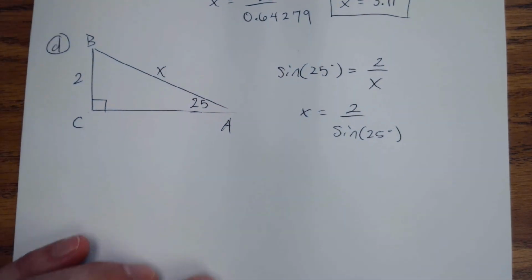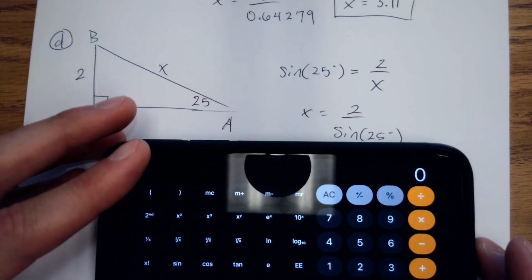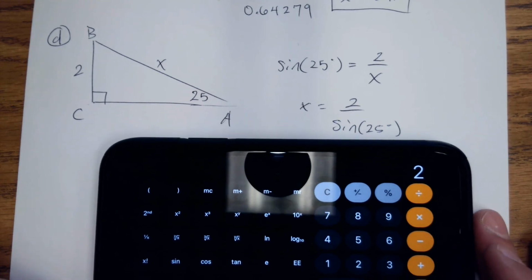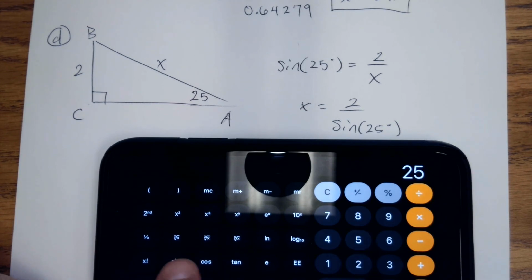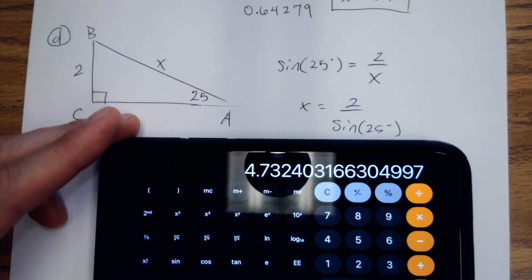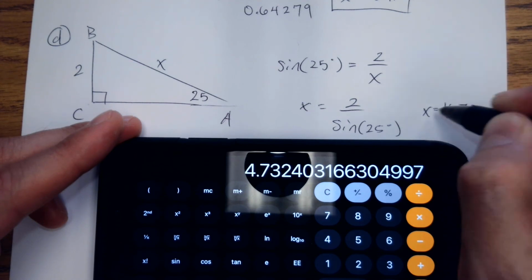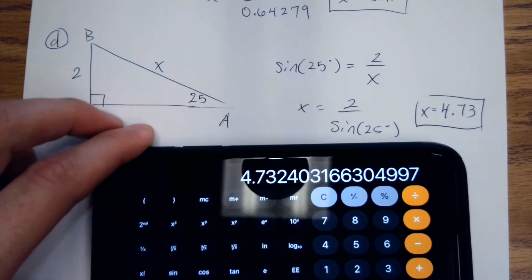And I'll show you once more how to plug it into your calculator all at once. That would be 2 divided by parentheses 25 sine, close parentheses, equals. And you get 4.73. So x equals 4.73. And that's it.